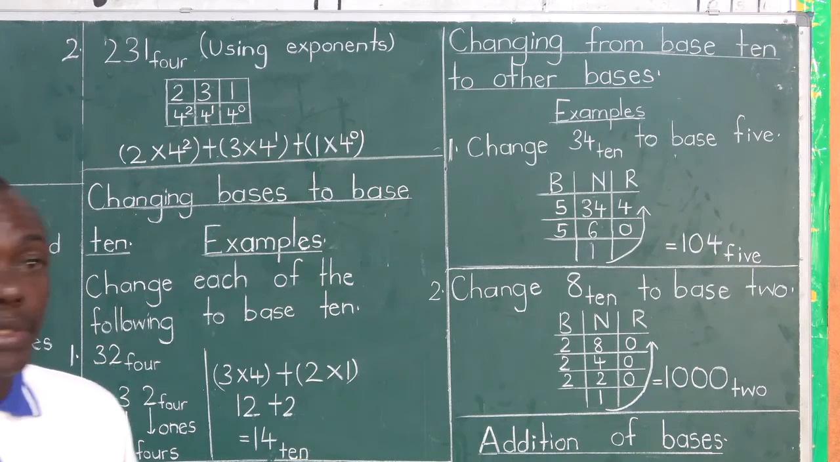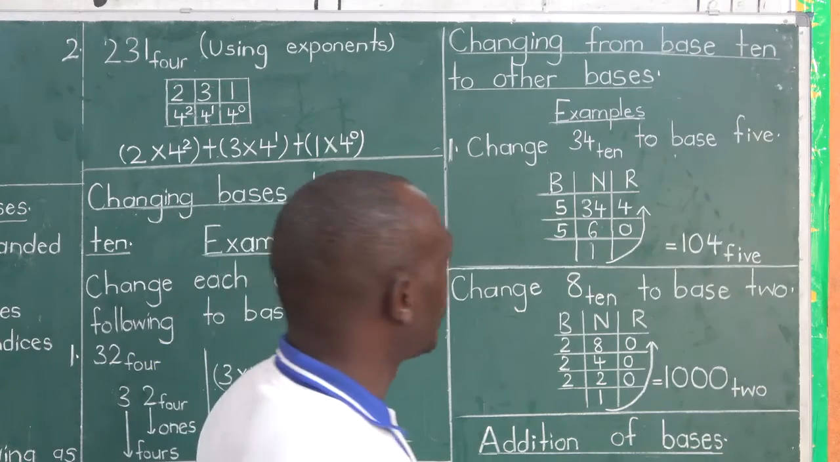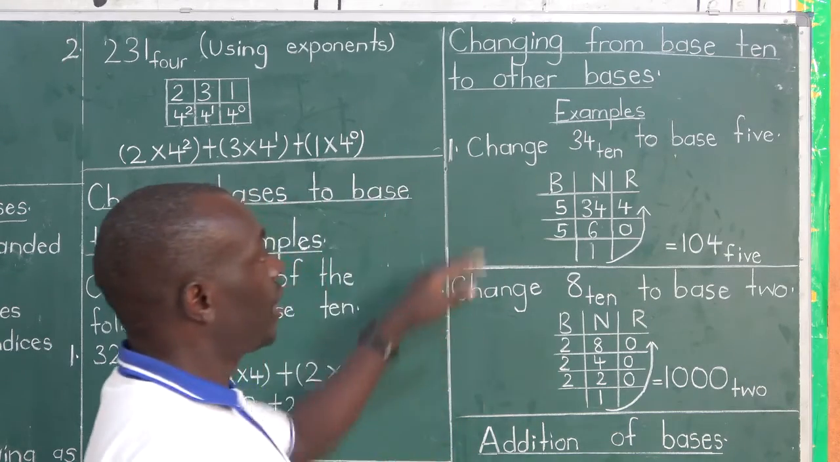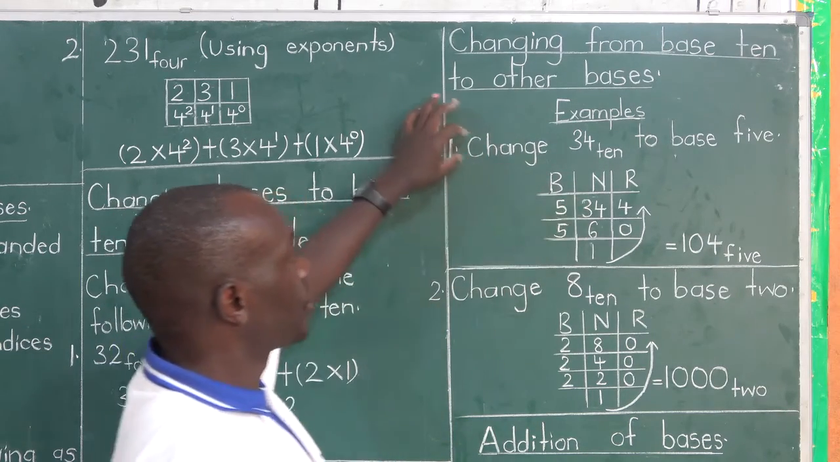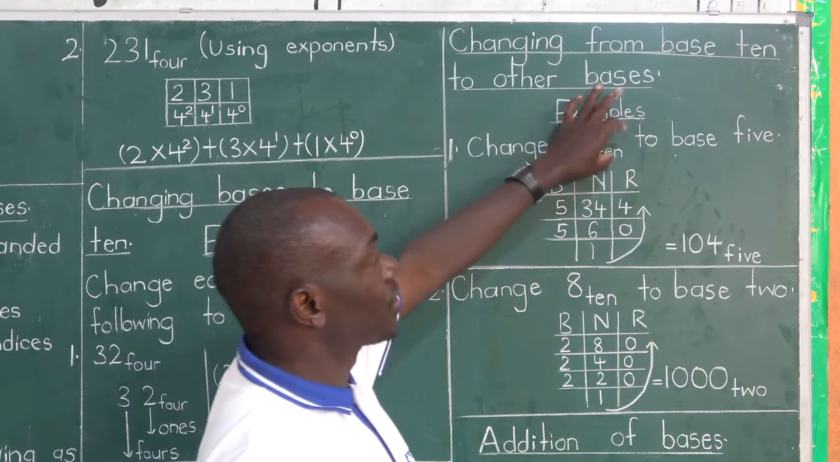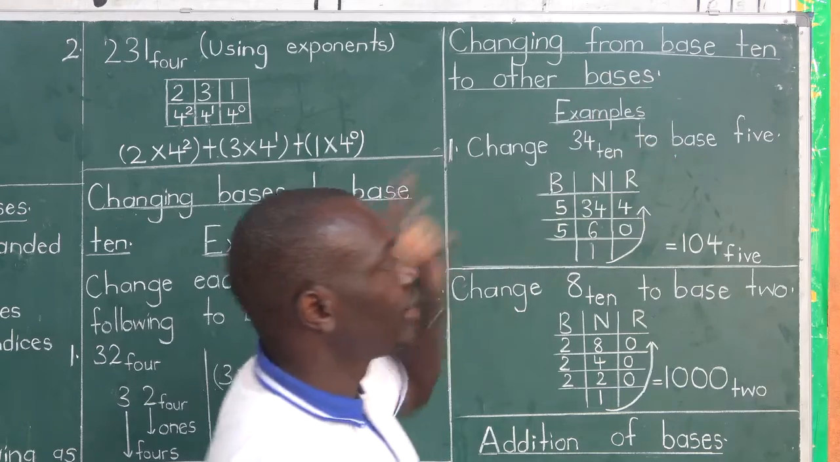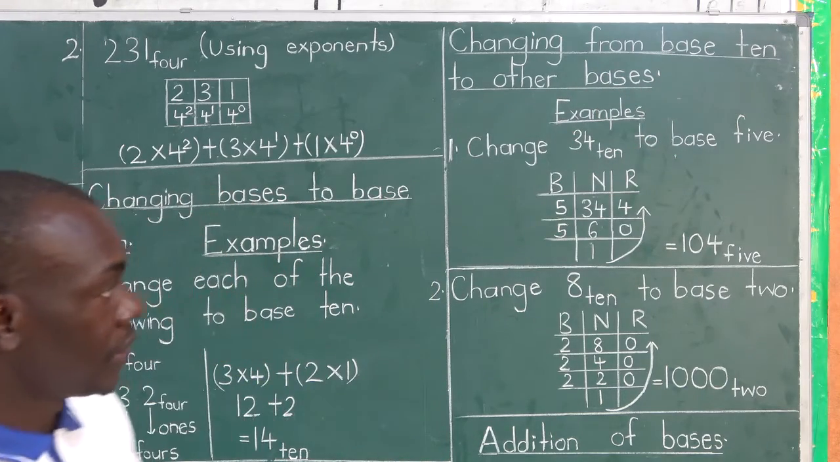Look at these examples, then be able to answer that work all the way from page 61 to 66 of your workbook, this class P5. Now, examples, and the first example says, change 34 base 10 to base 5. Change 34 base 10 to base 5.